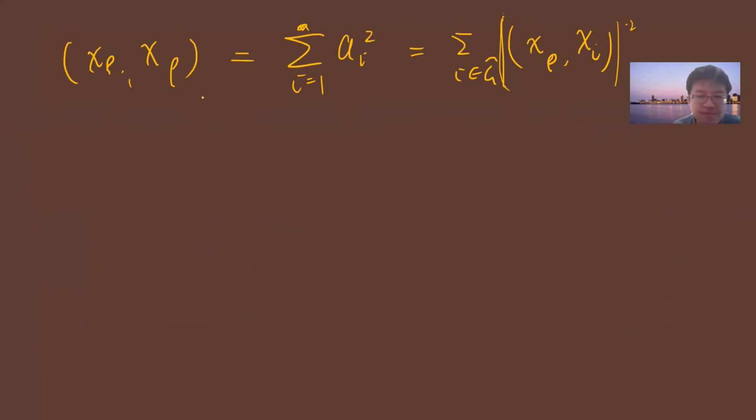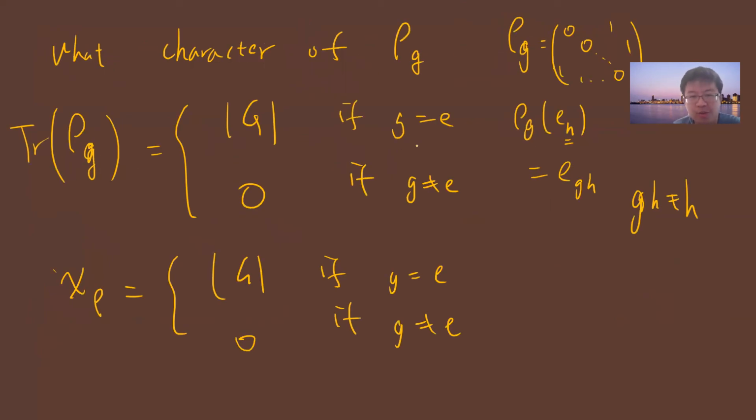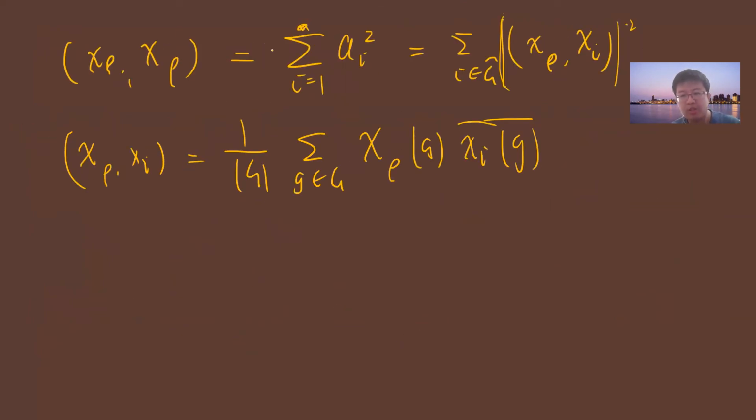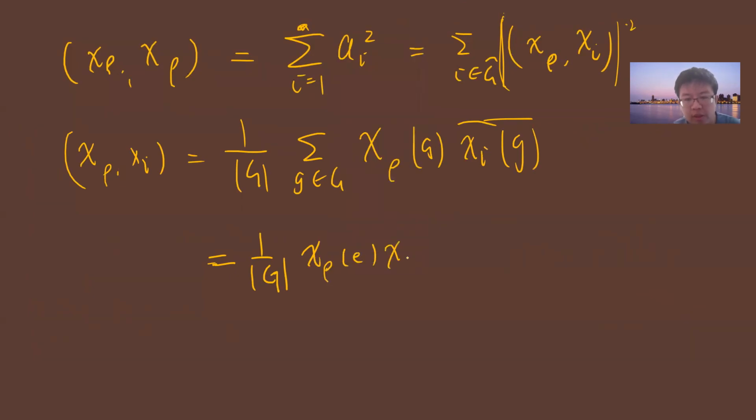Okay, so let's work on this. Now this becomes trivial, because this is 1 over |G| times the summation over g in G of chi_rho(g) times the conjugate of chi_i(g). But I just proved that the only non-zero term is the identity. So this is just 1 over |G|, and g is the identity, so it's chi_rho(identity) times the conjugate of chi_i(identity). Chi_rho of the identity is |G|, so it's 1 over |G| times |G|.